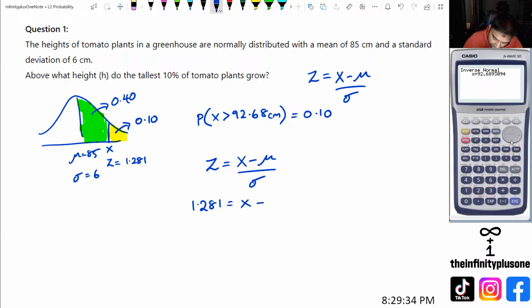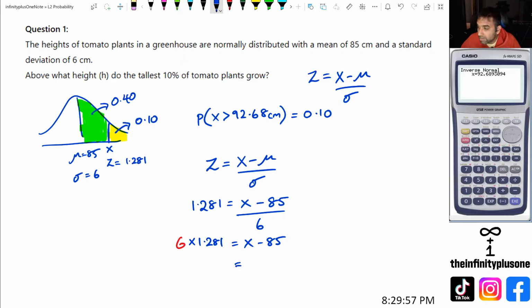X is what we're trying to find out, minus the mean, which is 85, divided by standard deviation, which is 6. So we got to do a little bit of algebra here. And the way we're going to get rid of that 6 is we're going to multiply it on the left-hand side. So we're going to get 6 multiplied by 1.281 equals X minus 85.